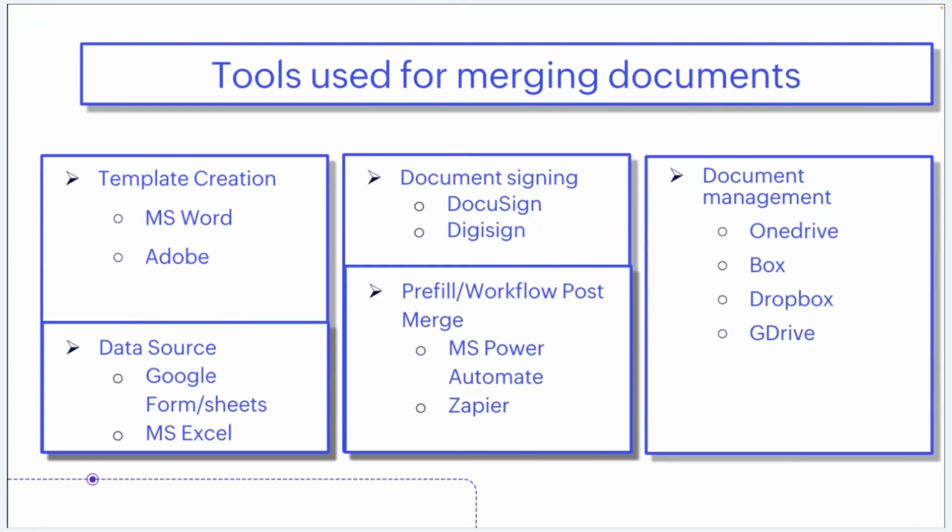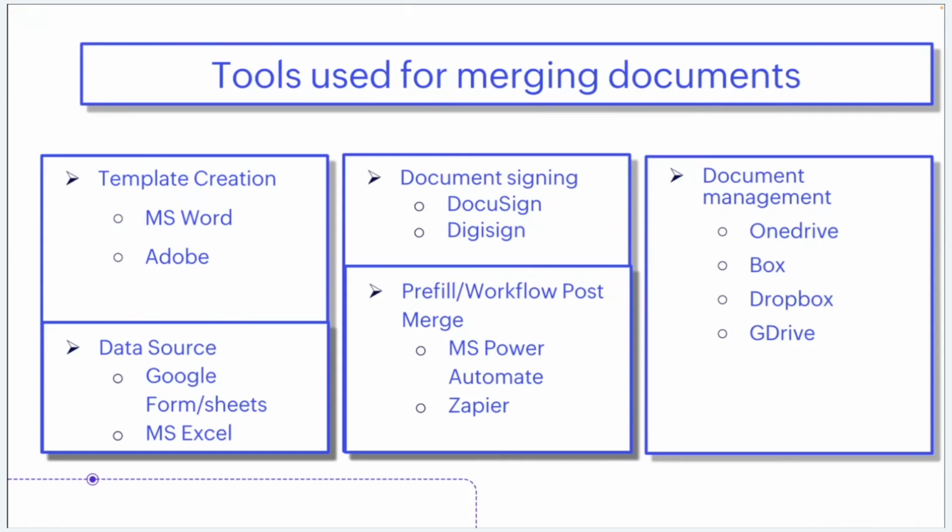So in order to create merge documents, which is a simple process in Writer, whereas when it comes to the other tools, what you would require is, for template creation, an MS Word or an Adobe tool. If you would like to store the data source, then you would be required to use Google Forms or Sheets, or an MS Excel application needs to be used in order to store the data source. And when it comes to signing, you would be required to pay additionally for DocuSign or DigiSign, and then make use of it for sending it out for the signing process. And in order to handle the post flow or post automation, you would be required to use MS Power Automate or Zapier.